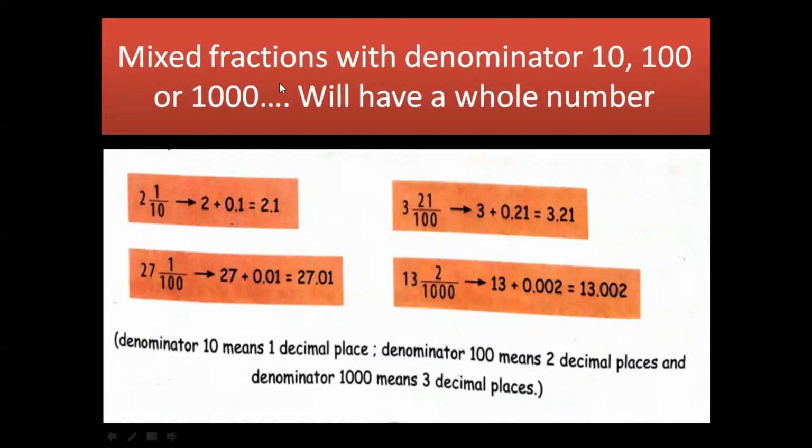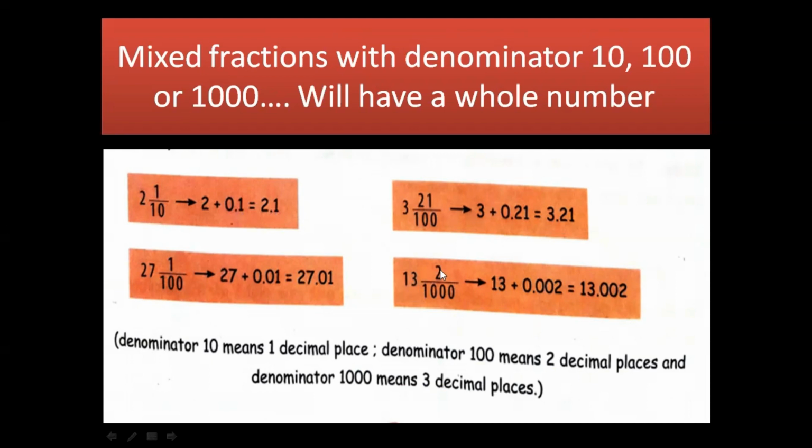Mixed fractions with denominator 10, 100 or 1000. We will have a whole number. 2 1 by 10 is a mixed fraction. Now we change it: 2 is the whole number plus 1 by 10. We write it as 0.1. So we add 2 plus 0.1, that is 2.1.